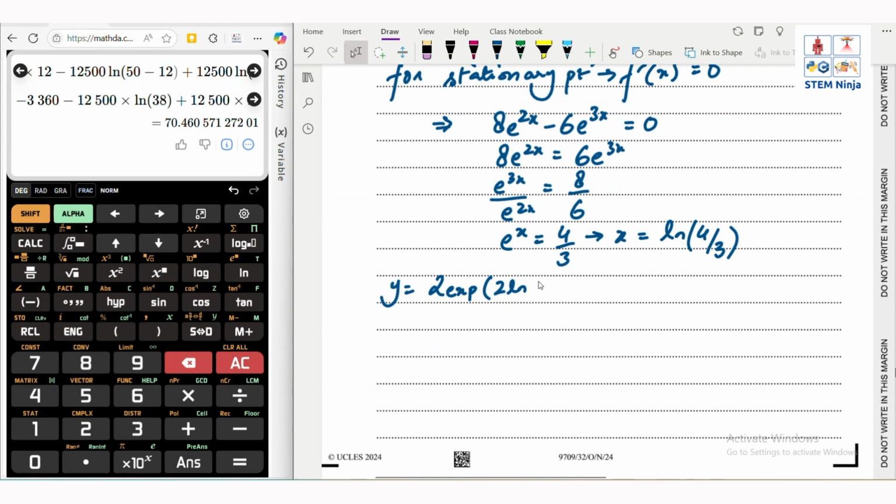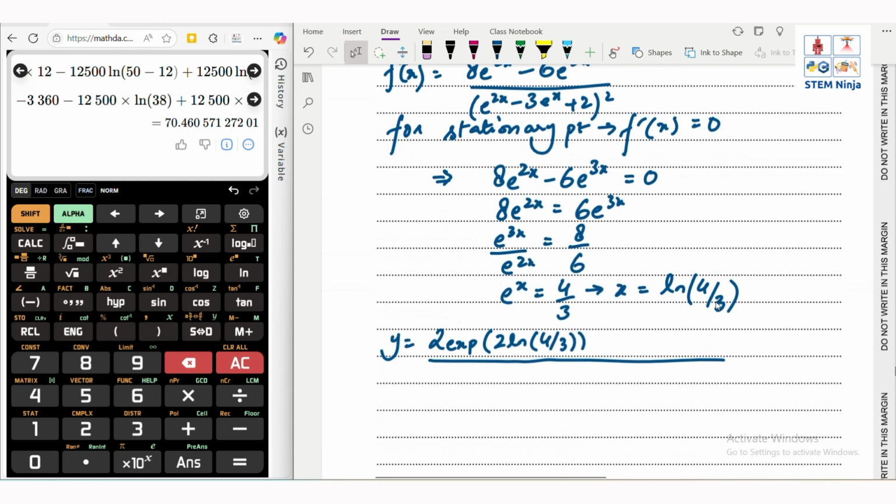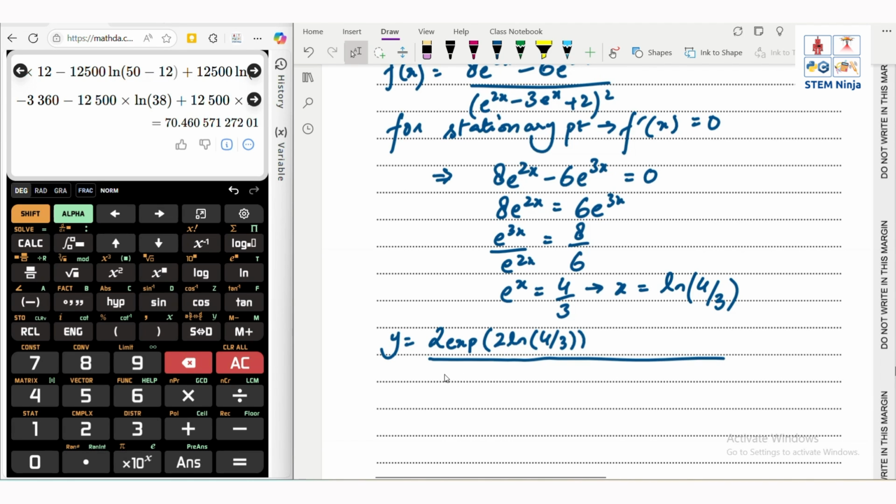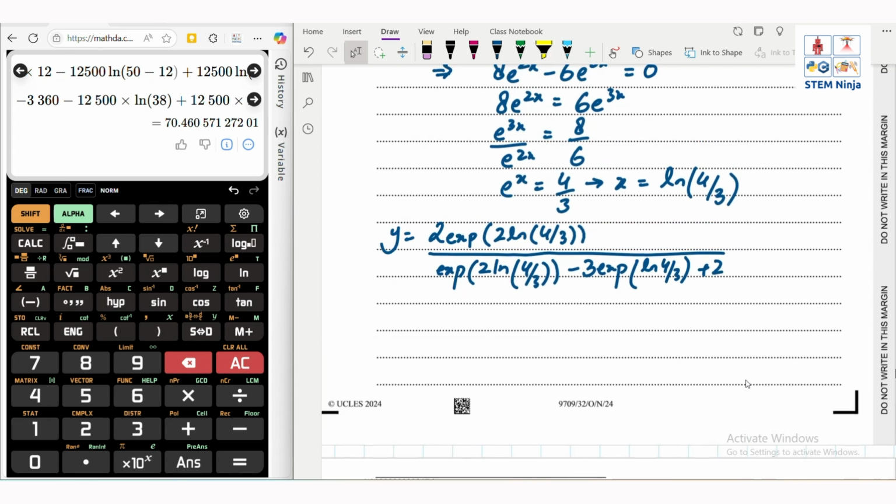So 2 ln 4/3 divided by, we have e raised to the power 2x. So 2 ln 4/3 minus 3e^(4 ln 4/3)... plus 2. Right, okay. So first things first, this is easy to handle over here.